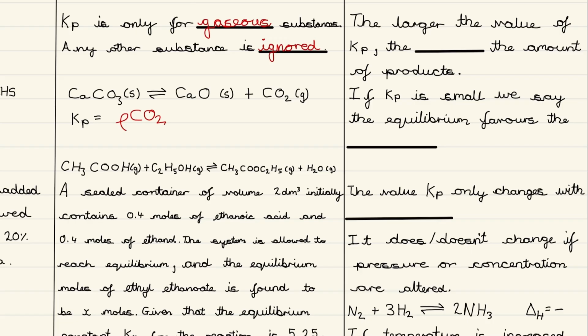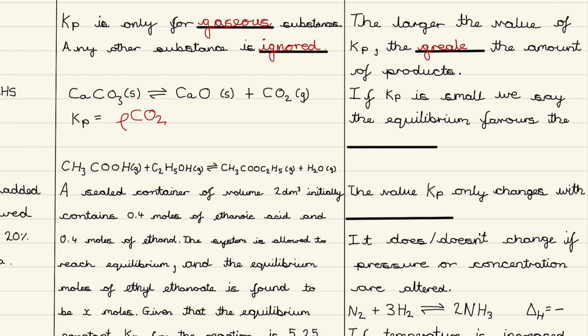Now the larger the value of Kp, the greater the amount of products. If Kp is small, we say that the equilibrium favors the reactants.